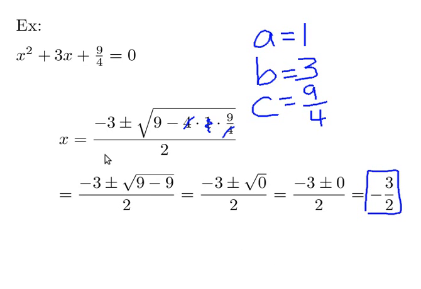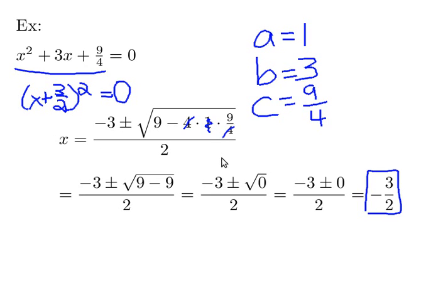And remember, we could have factored this out, and we would have gotten that this part right here is equal to x plus 3 halves quantity squared. Of course, that would equal 0, so that means that x has to equal negative 3 halves. We could have done it that way, but when you see that negative in there, that kind of throws you off. It throws me off, at least. So I prefer to just rewrite this using the quadratic equation.